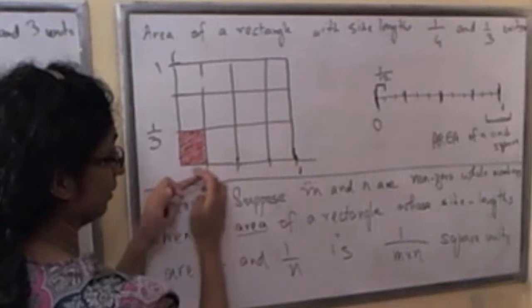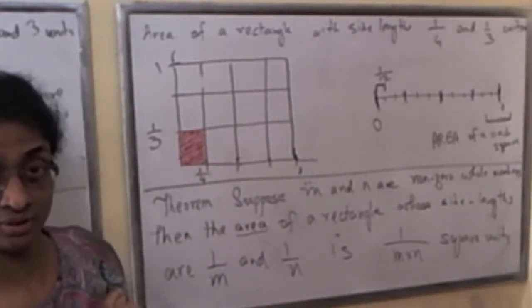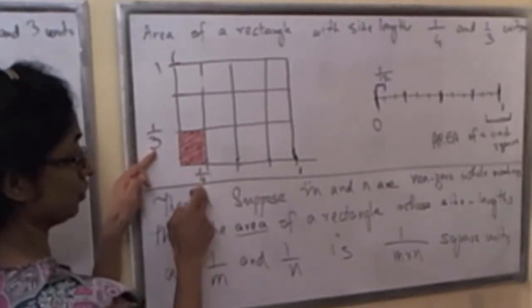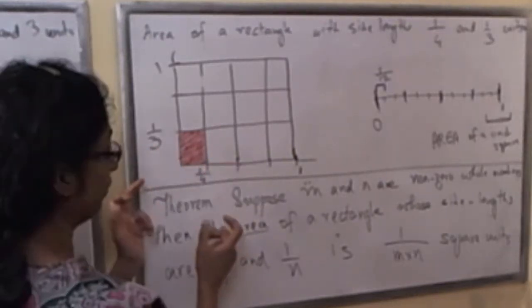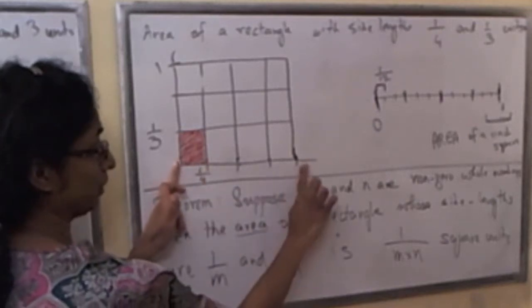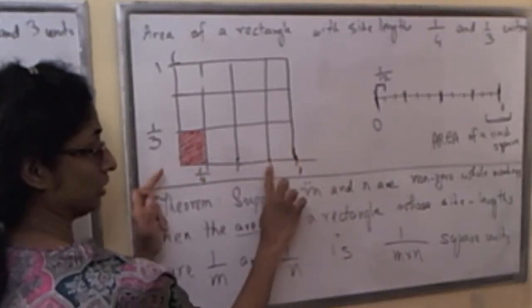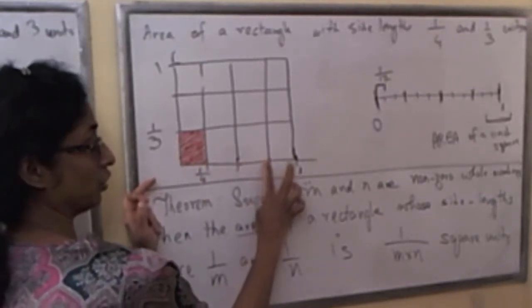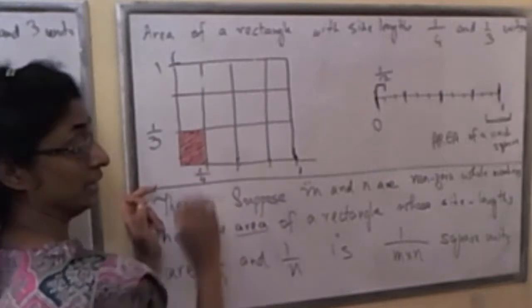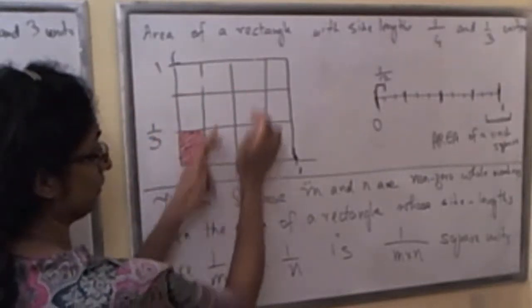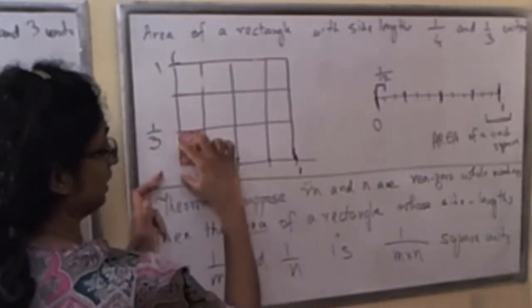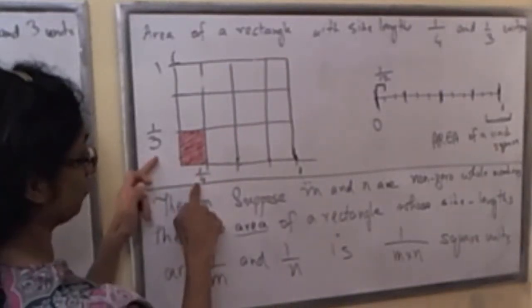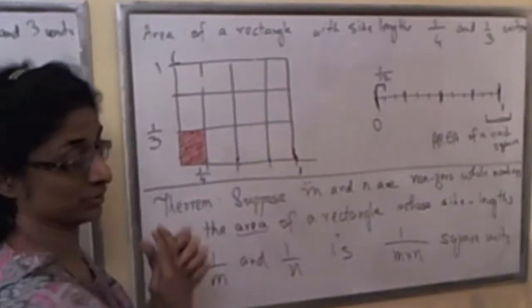This unit square, you can see, is now partitioned into 4 times 3 rectangles. Why is it 4 times 3? Because we had partitioned this unit segment into 4 equal parts, and we use those parts to create those lines. That's how we get 4 of these strips. Similarly, we get 3 of these strips, and that's how we get our 4 times 3 or 12 rectangles.